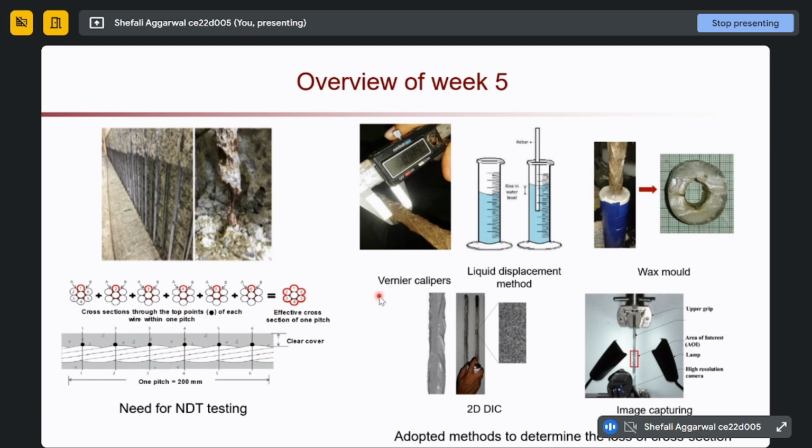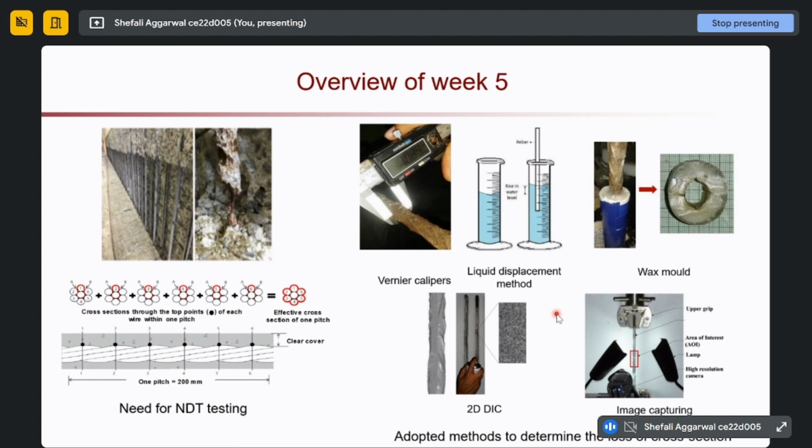After that, you might have studied different methods to test the cross-sectional area of rebar after corrosion. First is the Vernier caliper, a simple method. Second is the liquid displacement method. How much liquid is being displaced by the rebar? From that volume you can calculate the area, right? Third is the Wetz mold. You will immerse the rebar into the Wetz mold, and after that you will calculate the diameter and the area.